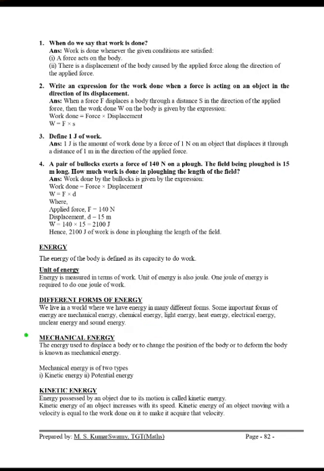This type of energy is known as mechanical energy, that is required to do mechanical work. So mechanical energy is of two types. One is kinetic energy, other is potential energy. Kinetic energy is first one. The energy possessed by an object due to its motion is called kinetic energy.